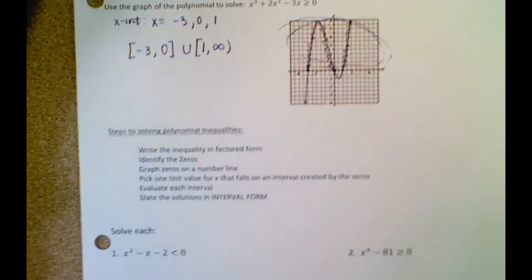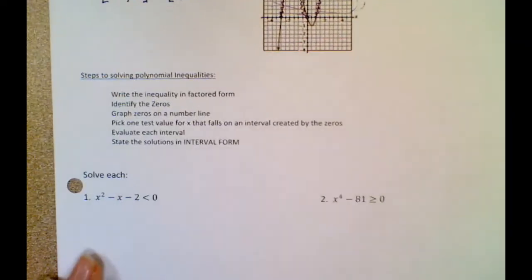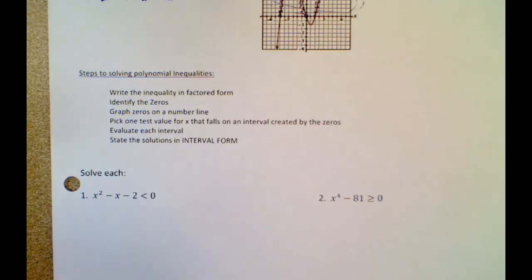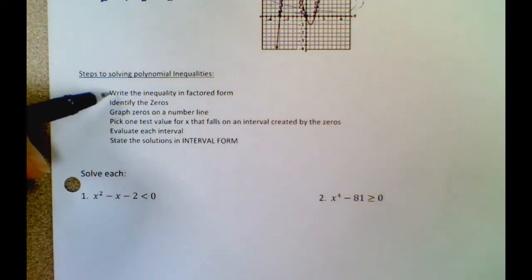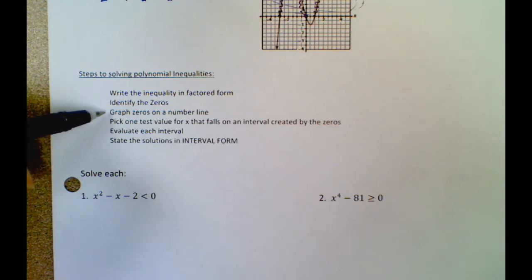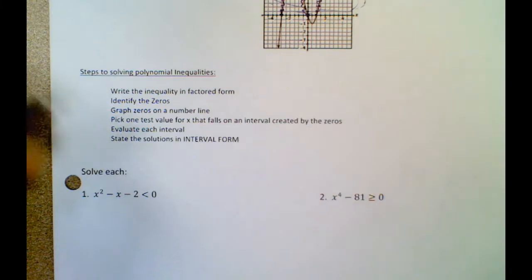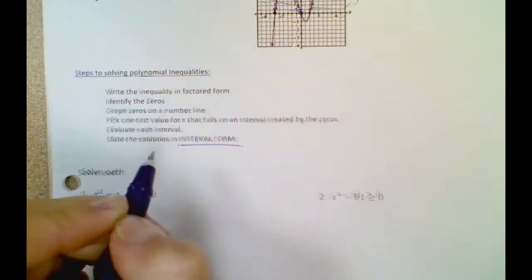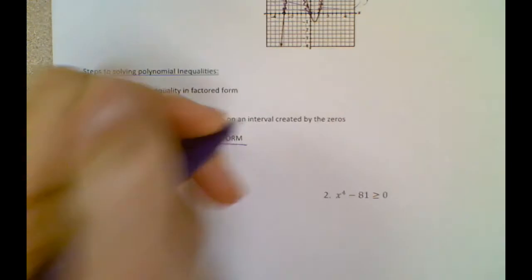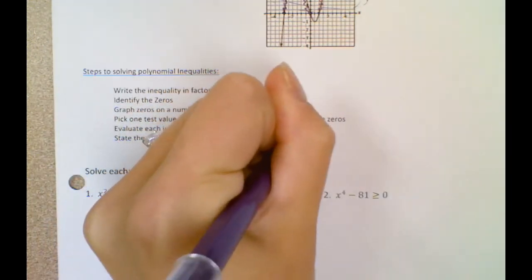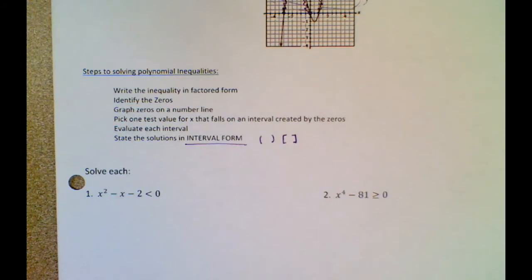But we're not going to graph each one of these down below, okay? So the steps to solve polynomial inequalities are down here. First, we're going to write the inequality in factored form. We're going to identify the zeros. We're then going to graph the zeros on a number line. Then we're going to pick a test point or test value for x that falls on the interval created by the zeros. I'll kind of show you what that looks like. Evaluate each interval and then state the solutions in interval notation. Okay, that's your brackets and your parentheses. Don't forget.